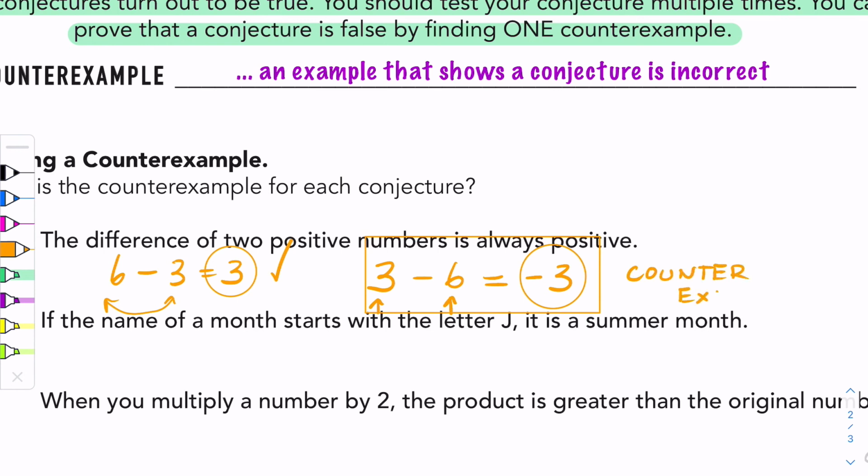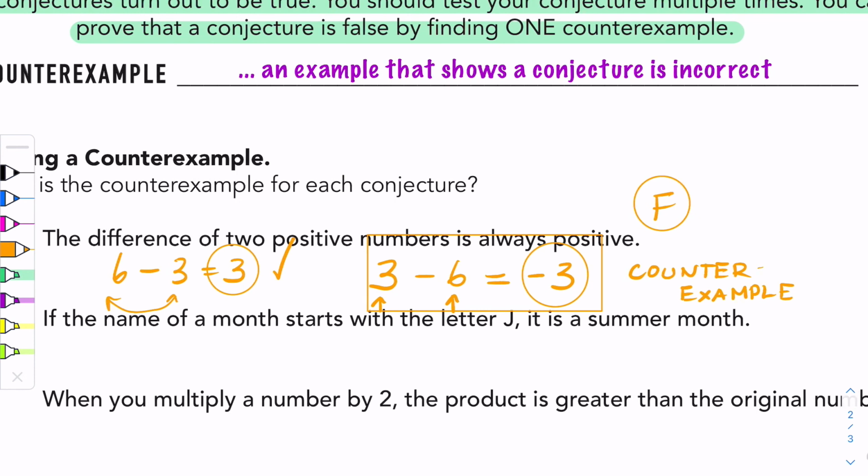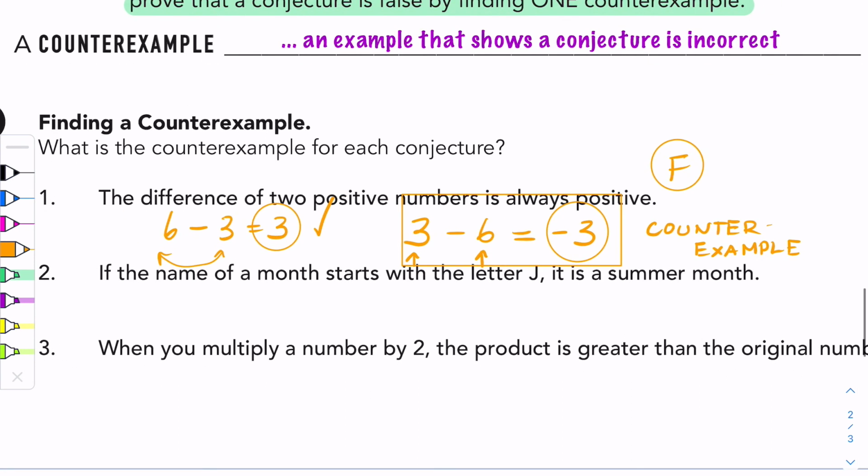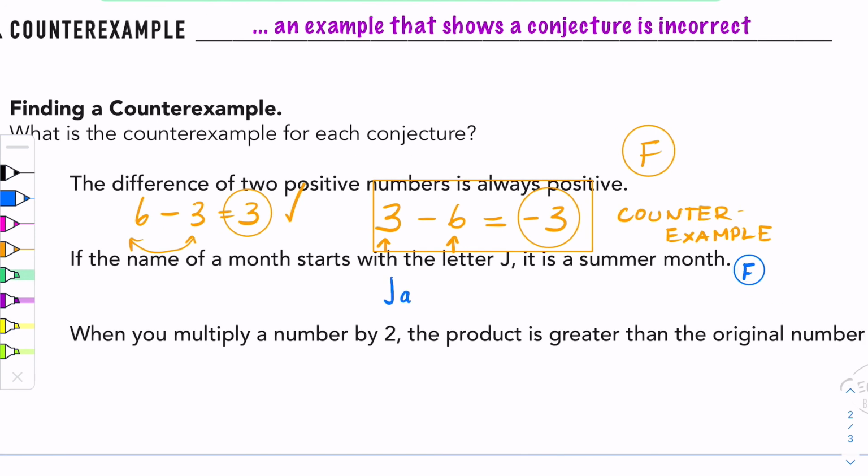You only have to find one counterexample to make an entire statement false. Number 2 says if the name of a month starts with the letter J, then it's a summer month. This is also false because right away you should all think of the month January. And January is your counterexample because it is a winter month.